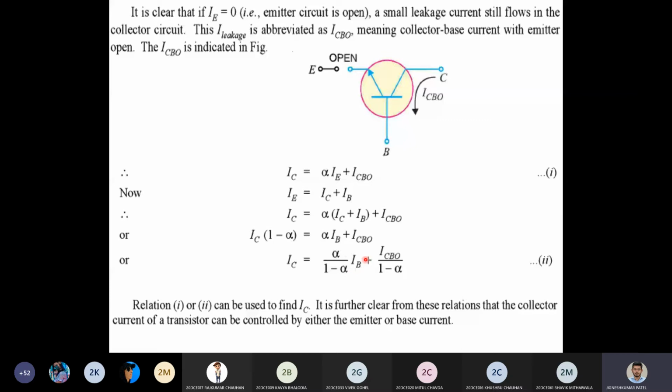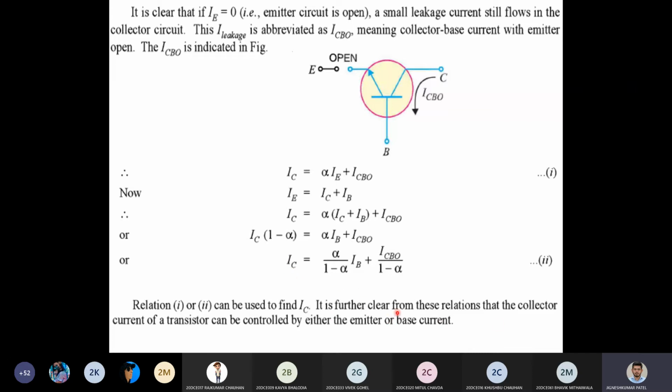But IB will be present only when there is a voltage between emitter and base. If the emitter is not connected to voltage or is not in forward bias, in that case only the current IC due to ICBO divided by 1 minus alpha will flow. So the relation between one or two can be used to find IC. It is further clear from this relation that the collector current of a transistor can be controlled by either the emitter or the base current. So there are two ways by which you can control your current IC.